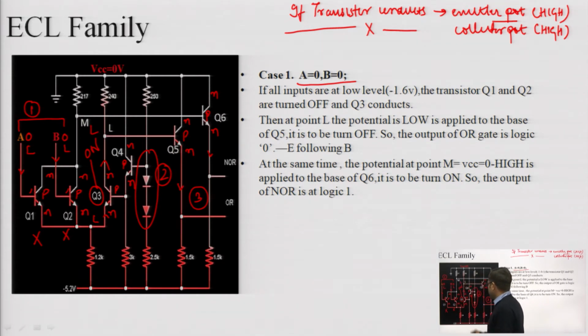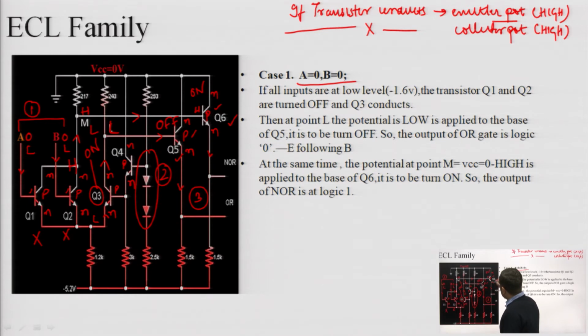If the collector potential is low, this low is connected to the p type base, which means this will be off. Similarly, Q1 and Q2 are not conducting, so this collector potential must be high. This high is applied to the p type base, which means this will be on. So Q6 is on and Q5 is off.